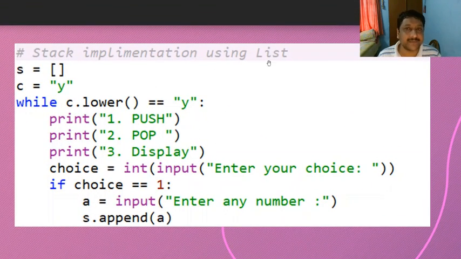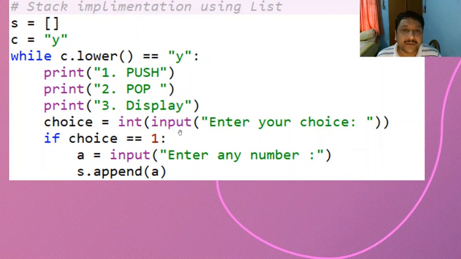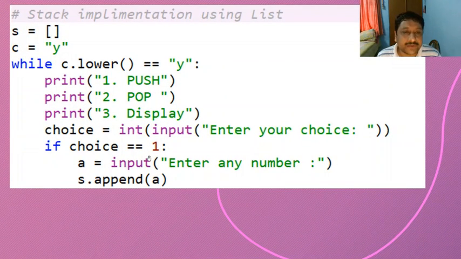See, stack implementation using list. First we have taken a stack with the name S, and this square bracket means it is a list. We take a list as a stack. Then we have taken a choice value as Y, because we have to go through the loop. It is a menu based program and all the operations are given here. We can do push, pop and display. Display means the traversal operation. Then it will display this menu, and ask you to enter the choice. Whatever choice you enter, it will go through accordingly.